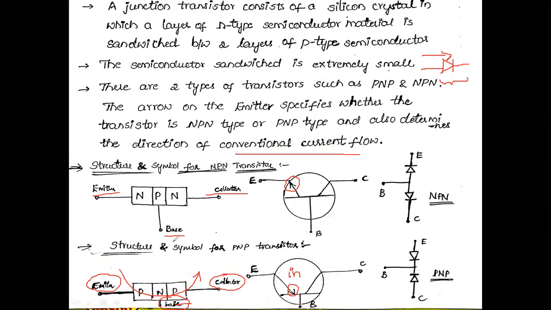These two diagrams are the layered type of transistor, whereas these two are the symbolic representation of transistor. Before going to the symbolic representation of transistor, we will see this diagram. Let it be this NPN.